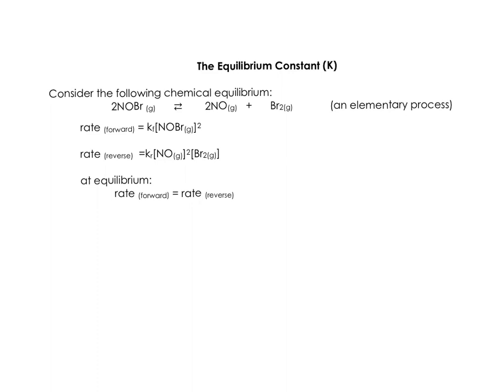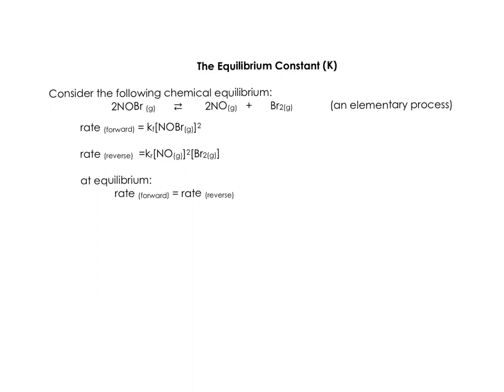So here I've used a Kf to be the rate law constant for the forward and a Kr for the reverse reaction rate law constant. And so I've set, because it's an elementary process, the coefficients are the exponents. So for the forward reaction, our reactant is NOBr with coefficient 2, so it's second order. For the reverse reaction, the reactants will be our products. So it is second order with respect to NO and first order with respect to Br2.